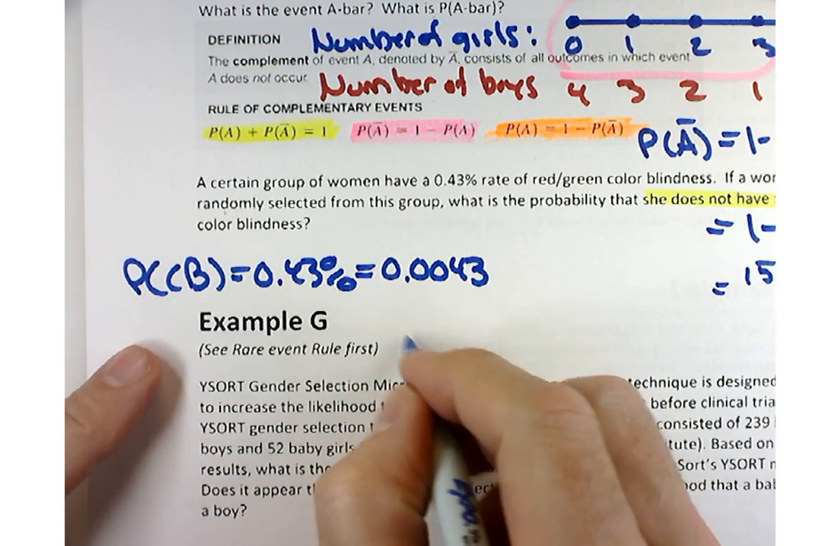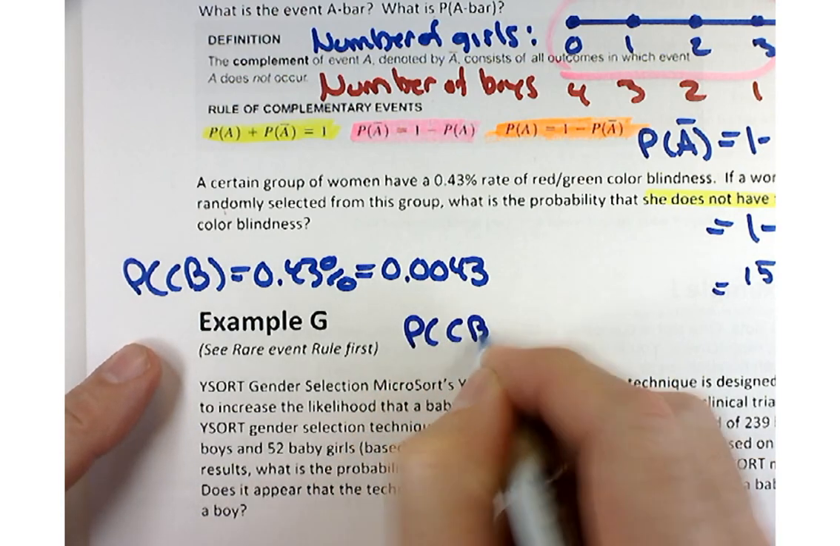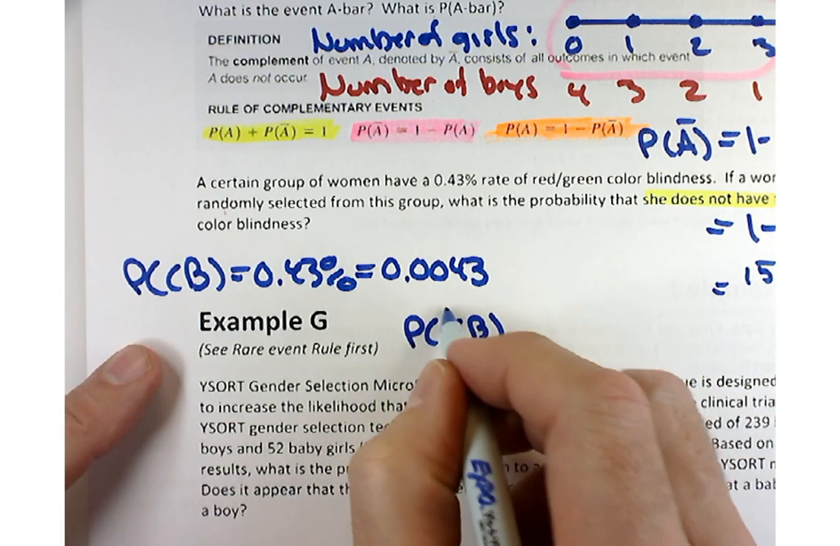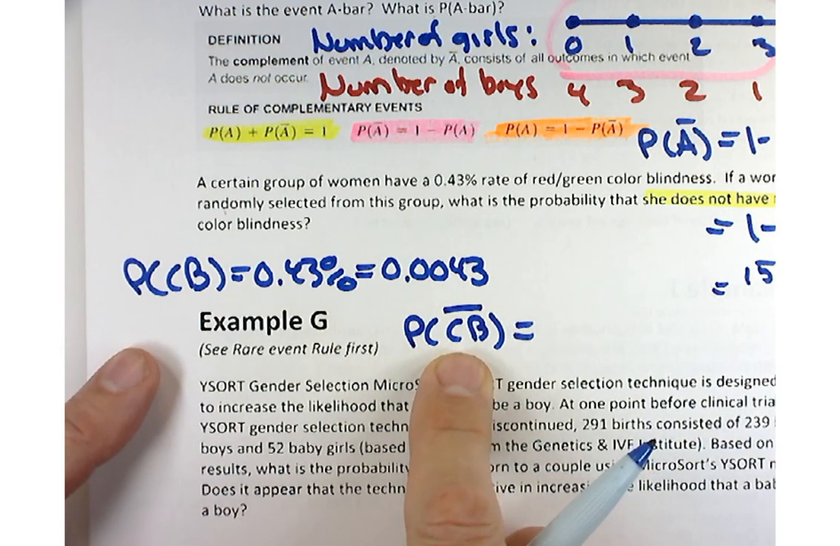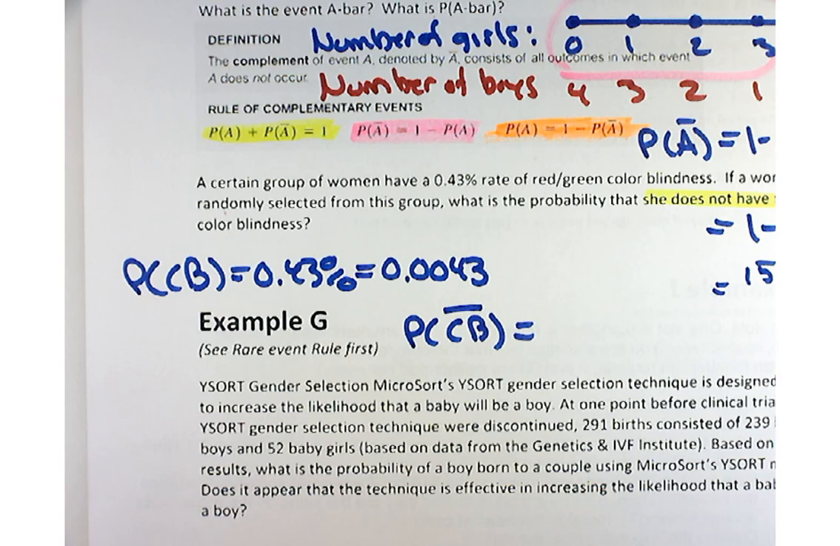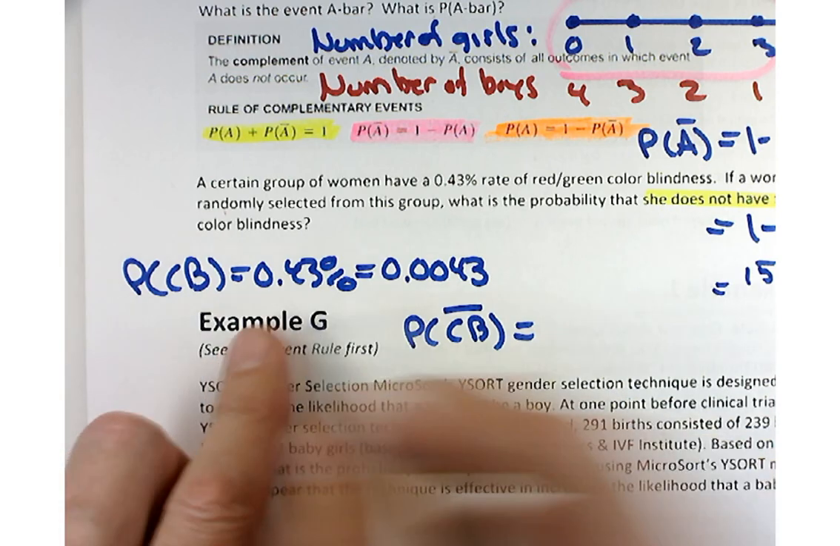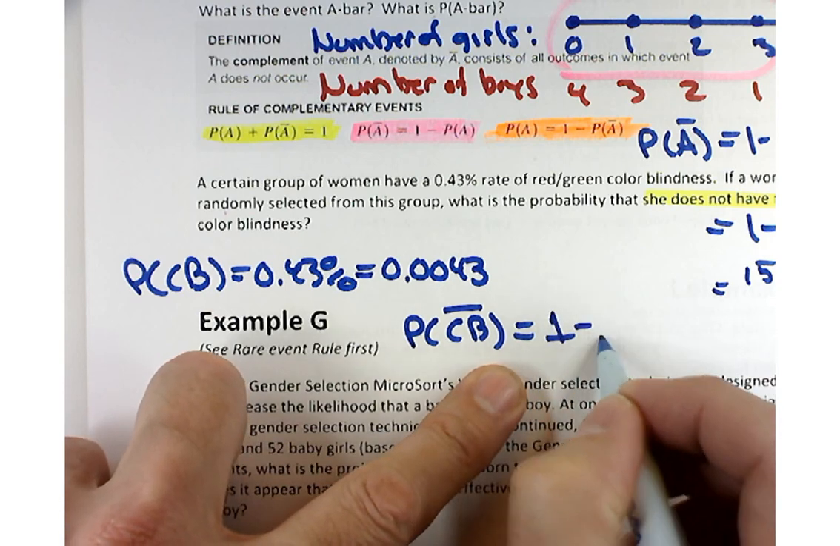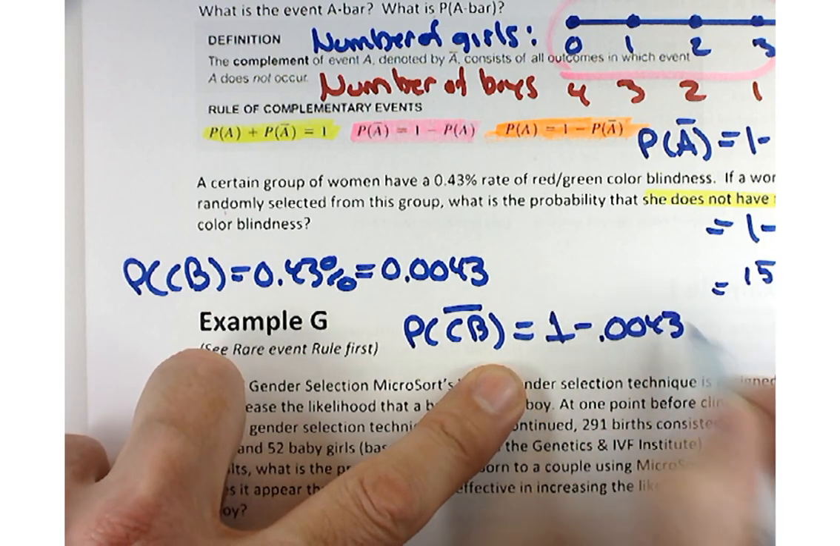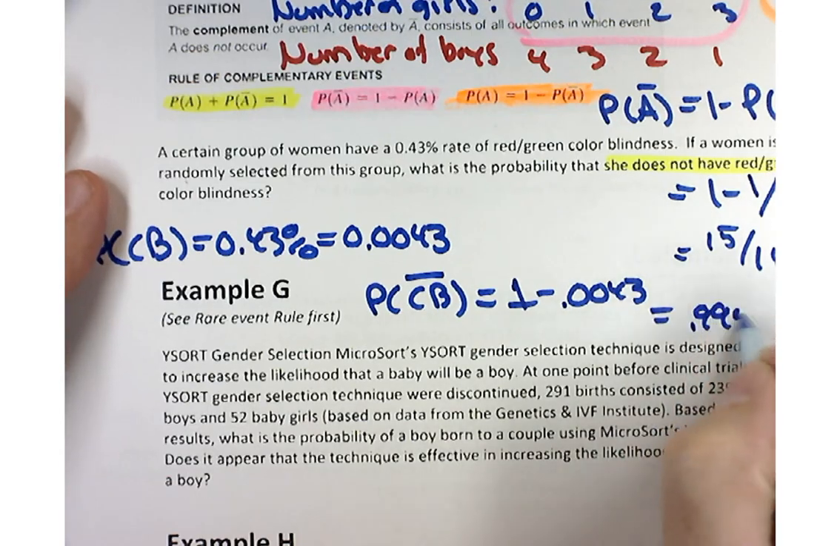Would it be the probability of C bar? Yeah, it's the probability of not having that. How could I calculate that? Any suggestions? 100 minus 42, get the difference. All right, so we get the difference. So it'd be 1 minus 0.0043, which gives you 0.9957.